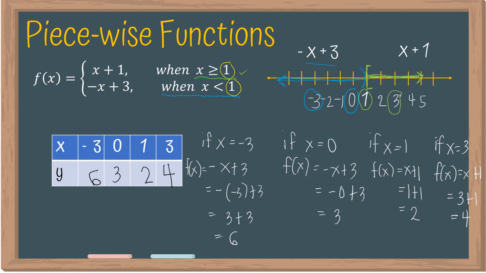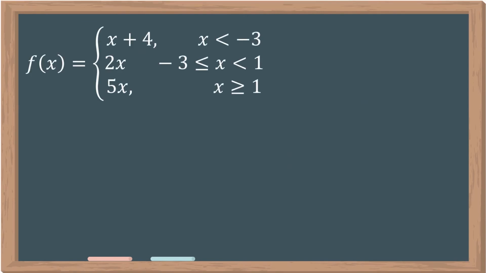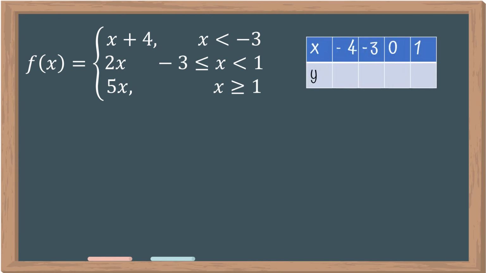So that's how we're going to evaluate a piecewise function. Let us have another example. Let's say we have this piecewise function. We have 3 subfunctions in this case. Let us evaluate our function at the given points. We have the given points negative 4, negative 3, 0, and 1. Those are our x values. Let us illustrate our piecewise function using a number line muna.